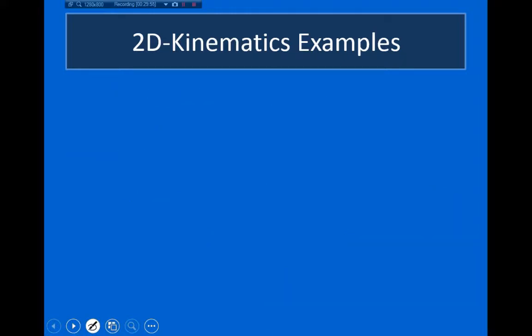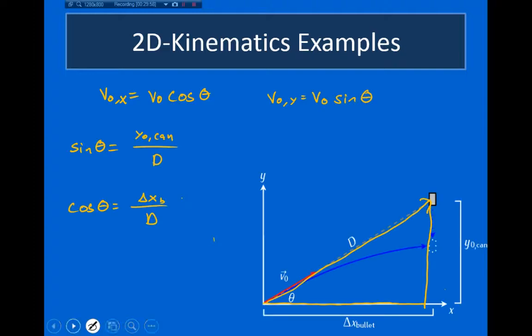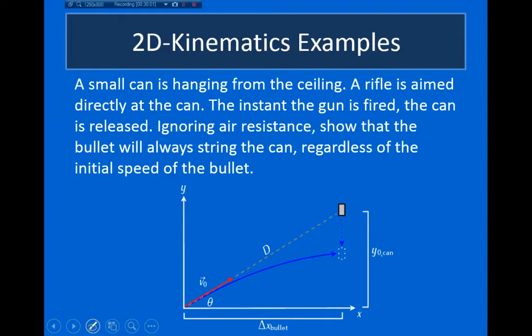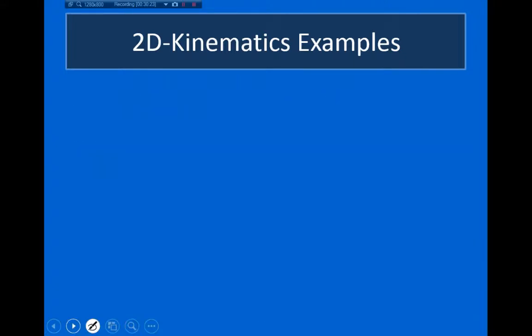So, what we need to do to show that this is going to happen is that we need to show that when the bullet travels in the x direction some distance, delta x bullet, the height of the bullet at this point is equal to the height of the can. So, during the amount of time it takes for the bullet to travel a horizontal distance of this x bullet, the height of the can is equal to the height of the bullet. So the first thing we need to do is figure out how long it takes for the bullet to travel this distance delta x in the x direction.